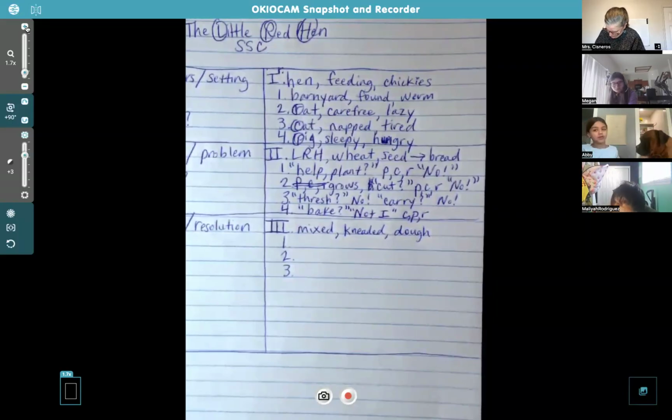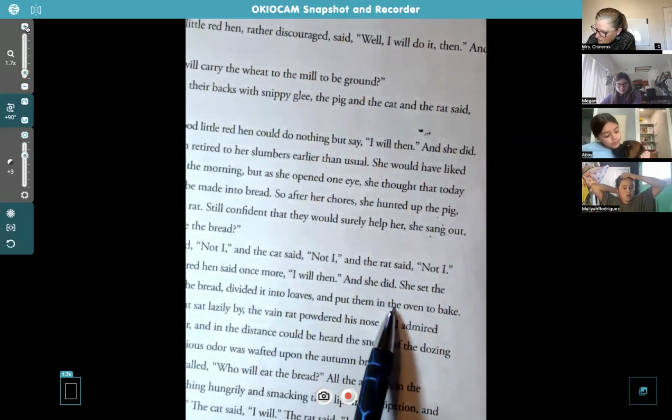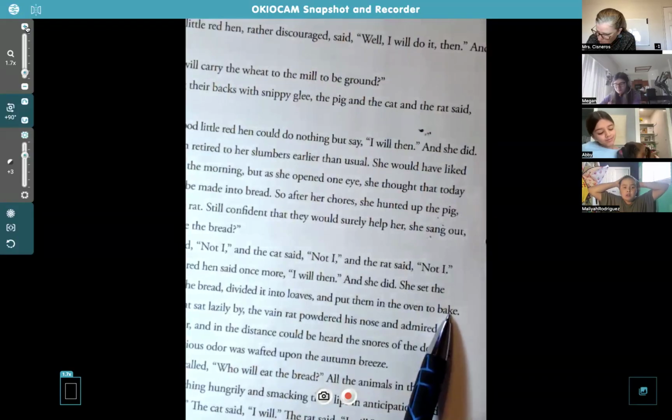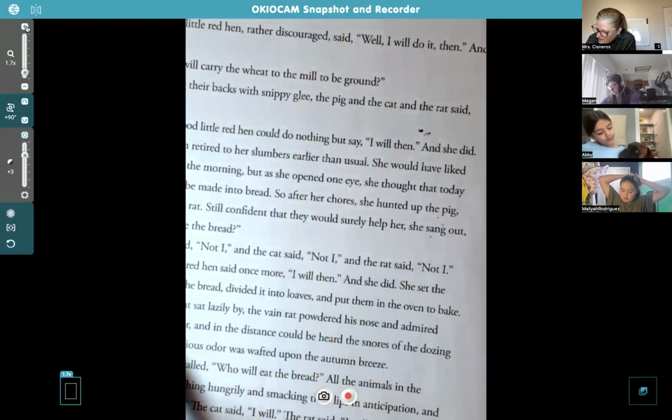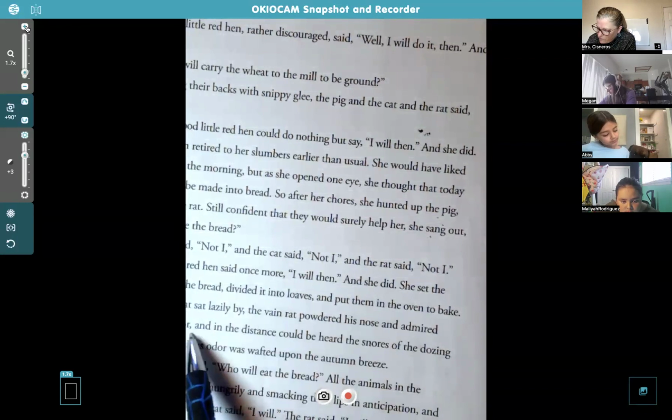Okay, so she's getting ready to bake this bread. And remember the part where she's putting it in the oven. Let's see, where is that part in the back? Oh, right here on the back of the story where it's talking about how she kneaded the dough, divided into loaves, and put it in the oven to bake. And then it says, while the cat sat lazily by, the vain rat powdered his nose and admired himself in a mirror, and in the distance could be heard the snores of the dozing pig.